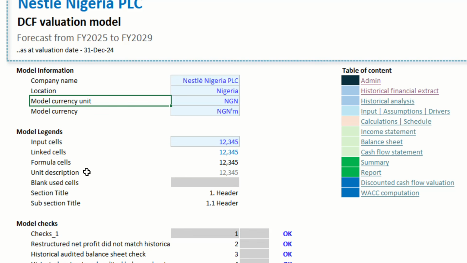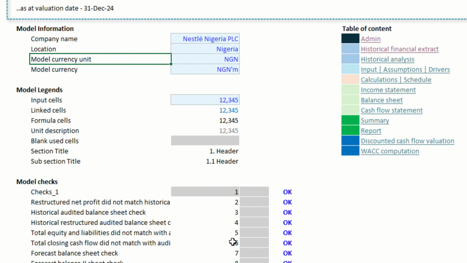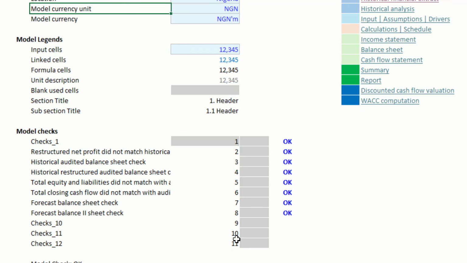Also, the model legend, more like you understanding how to navigate through the model. You have your input cells, sell link, formula cells, like that. Also, we've created a check. So most times when you're building your model, it's always good you create checks, so that will help you to keep your model in check every time you make changes.